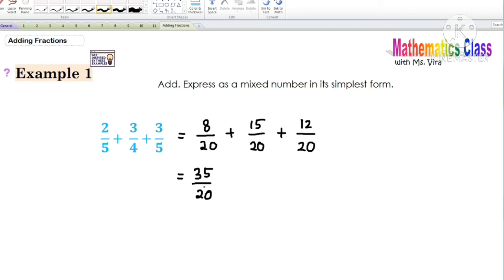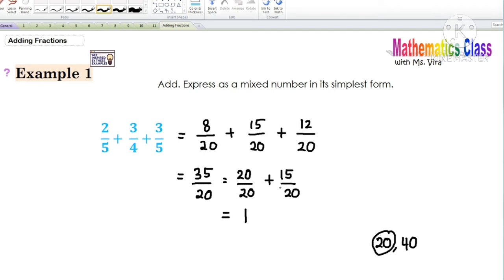35 over 20 is an improper fraction, so we need to exchange into a mixed number by looking for a smaller number but closest to 35 that can divide it equally by 20. Now we do multiples of 20: 20, 40. Okay, so 20 is smaller than 35, closest to 35 that can divide it equally by 20. So 20 over 20 and then plus 35 minus 20, it's 15 over 20. 20 over 20 equals 1 whole.